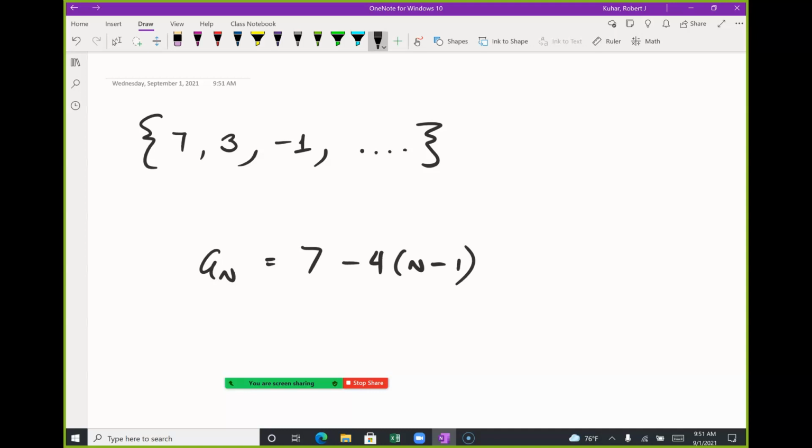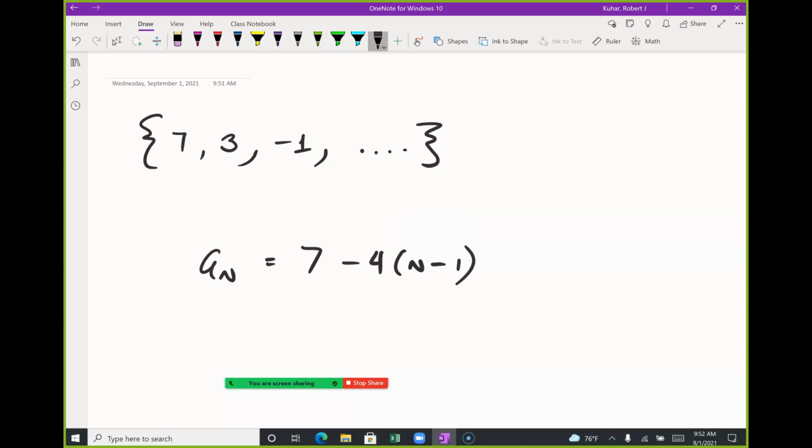N minus 1 because I don't want to add to the first term, right? When n is 1, 1 minus 1 is 0, so it kills it for the first term. And then when I add a -4 the first time, I only want to add 1 of them. So when I put the 2 in, I get a 1 times a -4. When I put a 3 in, I get a 2 times a -4. So I'm adding that -4 twice. Is that making sense at all?